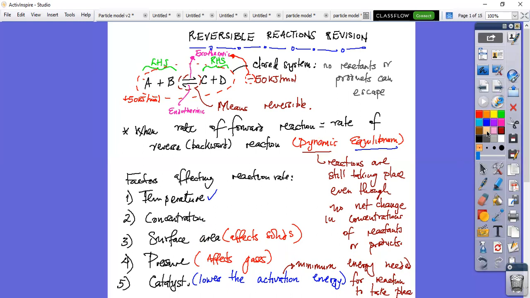Yeah. So there's normally a profile that you would have seen. Yeah. So this would be for an exothermic reaction. Yeah. This would be progress of the reaction. And this here would be energy or enthalpy. And of course, the activation energy is this part. Okay? Yeah. Now, this is for an exothermic reaction.